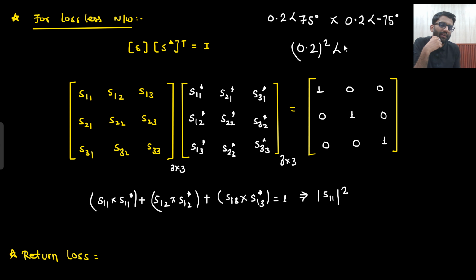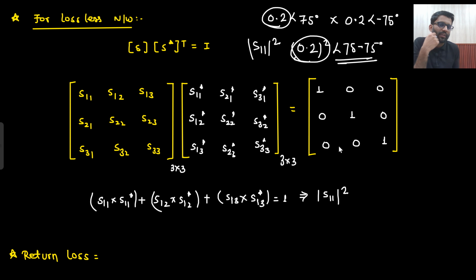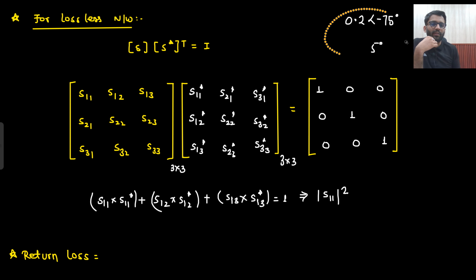0.2 whole square into 75 degree minus 75 degree. So this angle will be 0. Now what is 0.2 whole square? 0.2 whole square is the S11 magnitude whole square, right? S11 was 0.2 angle 75. Now if I take the conjugate, that means I will be taking the negative angle. Magnitude remains the same. So that is equal to mod of S11 whole square.